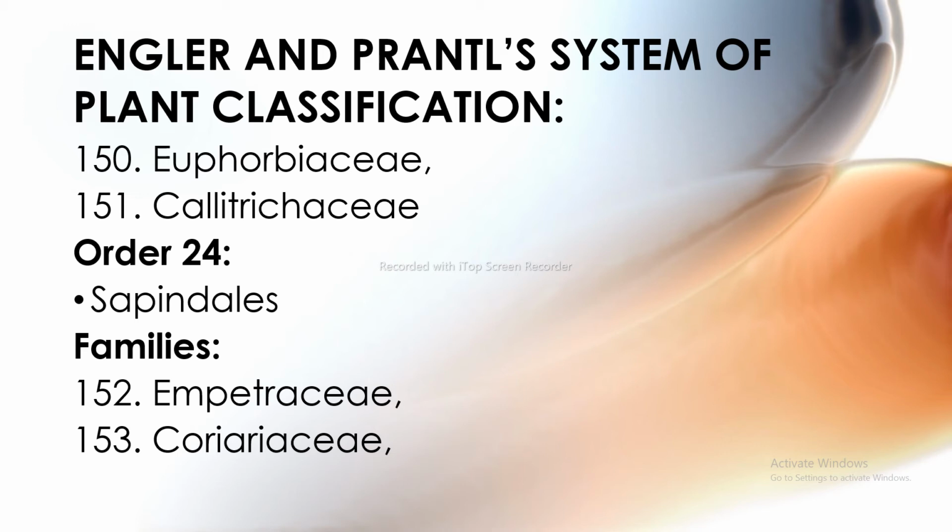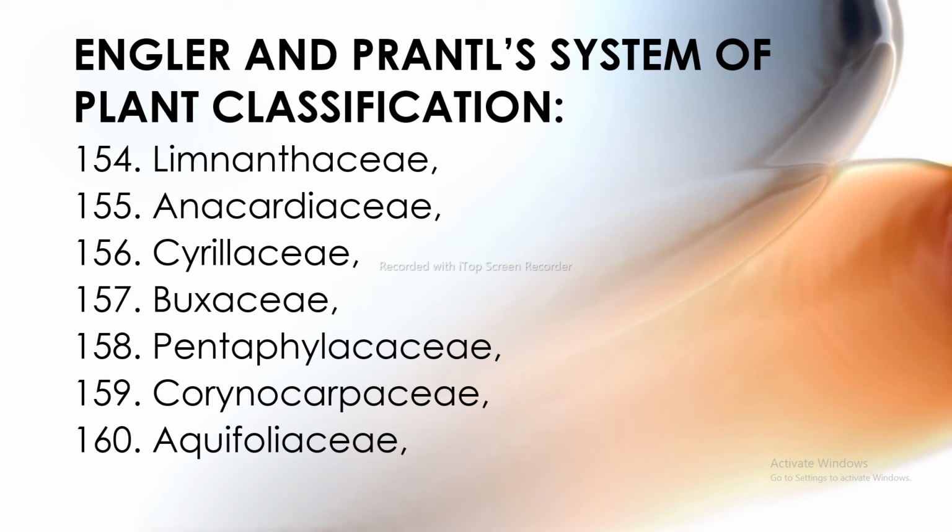Order 24 is Sapindales. Includes the family Empetraceae, Coriariaceae, and the next is Limnanthaceae. Next is Anacardiaceae, Celastraceae, Buxaceae, Pentaphylacaceae, Corynocarpaceae, Aquifoliaceae.